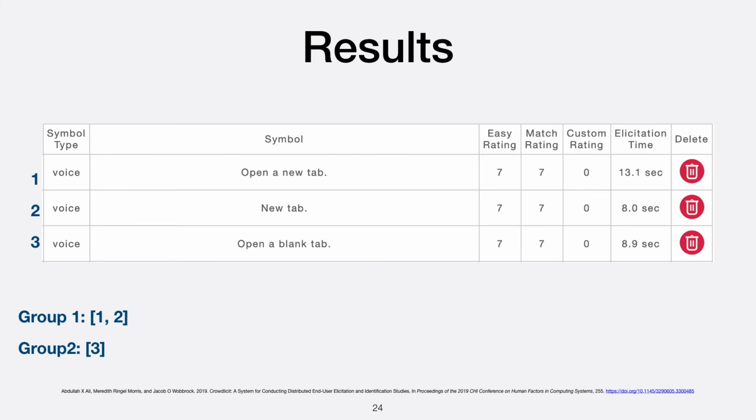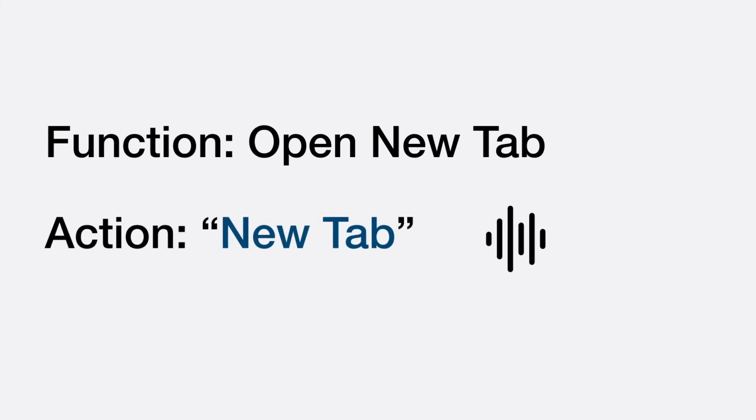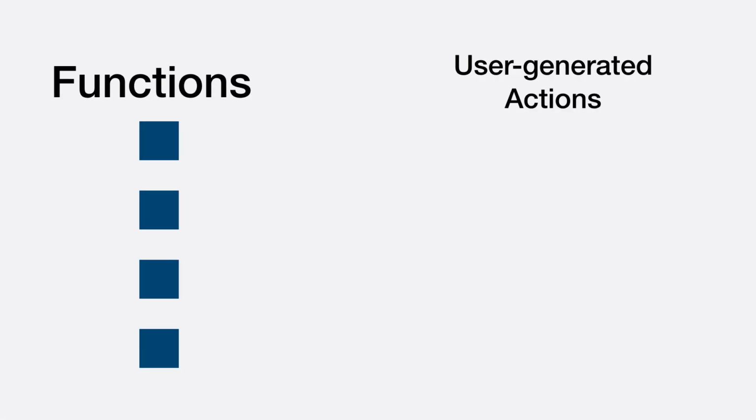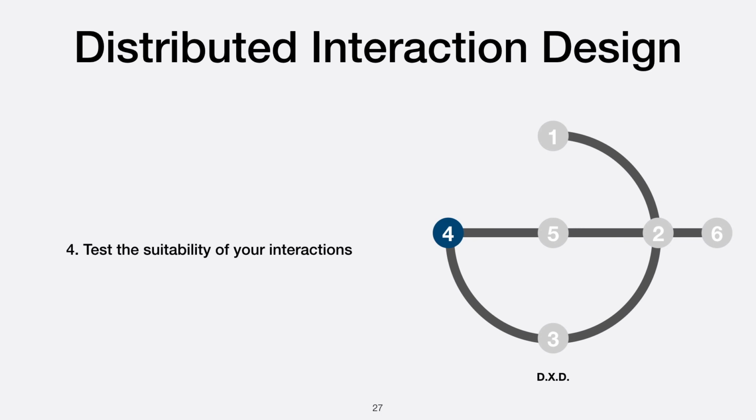And from here, we see that the proposal with the highest consensus, which the majority of participants agreed on, is actually new tab. So for the function of opening a new tab, we would say using the voice command new tab to trigger this function. At the end of the day, for our list of functions, we end up with a list of user-generated actions, inspired or composed by our users, that the majority of them agree on. And to see whether these interactions we ended up with are good or not, we would test their suitability in an identification study.